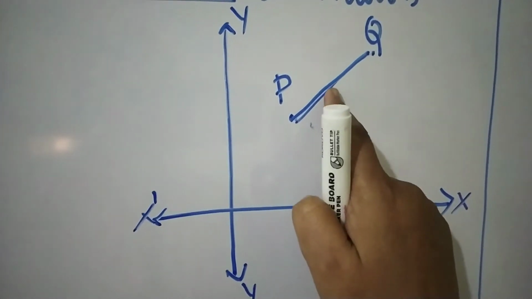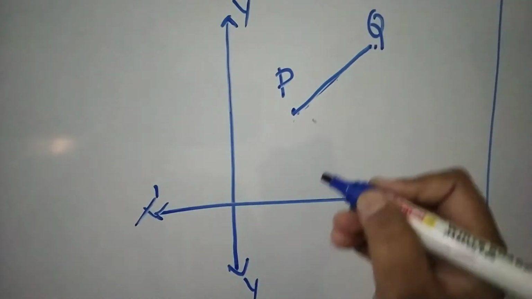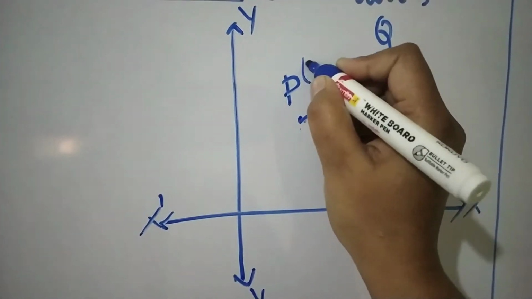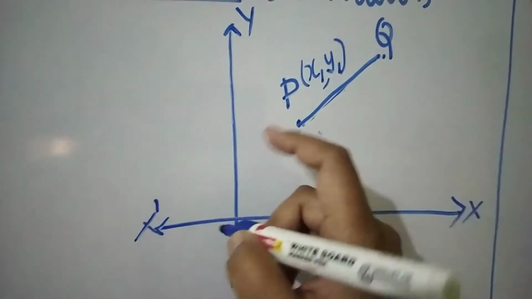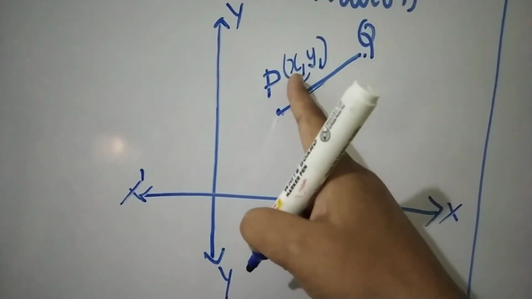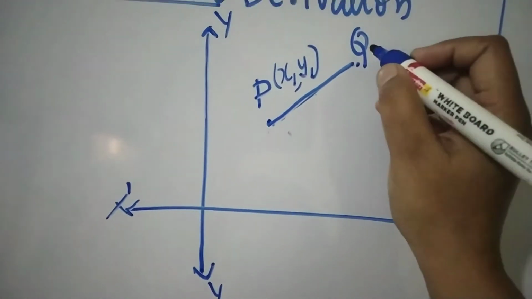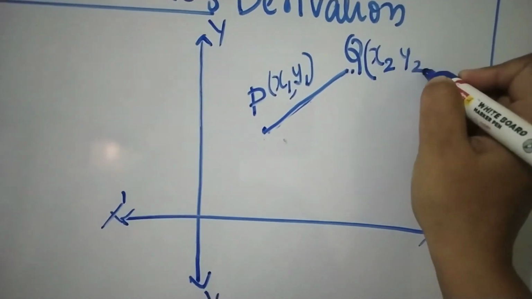So, for the point P, first let us know what the coordinates of point P are. They will be x1, y1. Of course, we always write the x coordinate first. So the coordinates of point P will be x1, y1. And for point Q, let us take x2, y2.